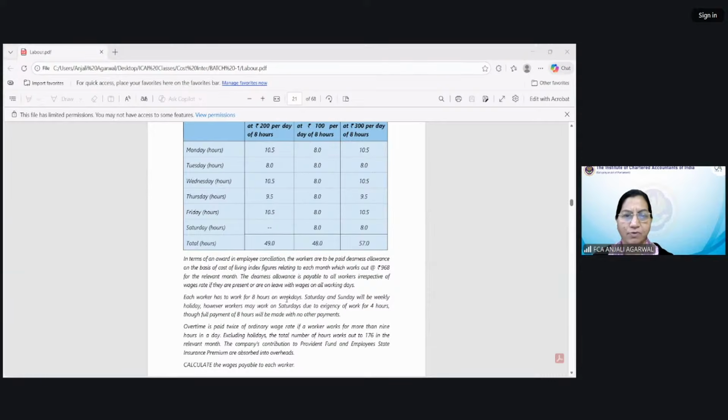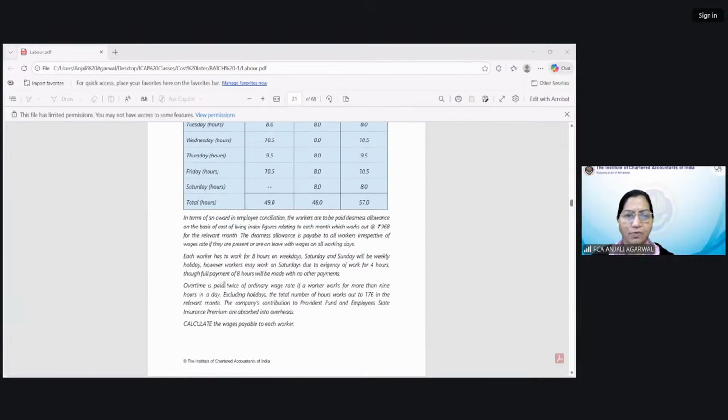Each worker has to work for 8 hours on weekdays. Saturday, Sunday, weekly holiday. However, workers may work on Saturdays because of exigency of work for 4 hours, though they'll be paid full 8 hours and no other payment. Overtime is paid twice the ordinary wage rate if the worker works for more than 9 hours in a day.